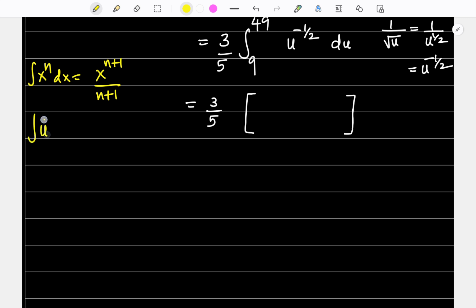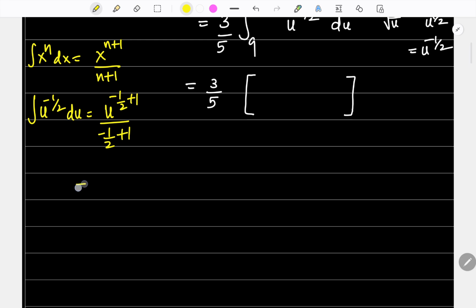Now our integration is what? U power minus half du, which is equal to u power minus half plus 1 divided by minus half plus 1. So minus half plus 1 is going to become what? Half, divided by half. So this is what I'm going to write: u power half divided by half. So the limits are 9 to 49. Okay. So this equals 3 over 5, right?